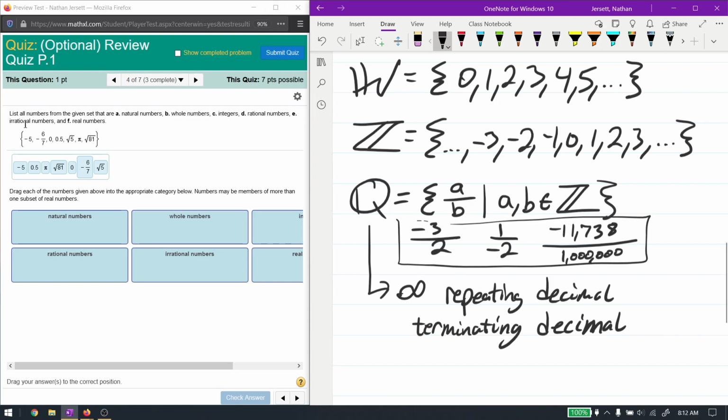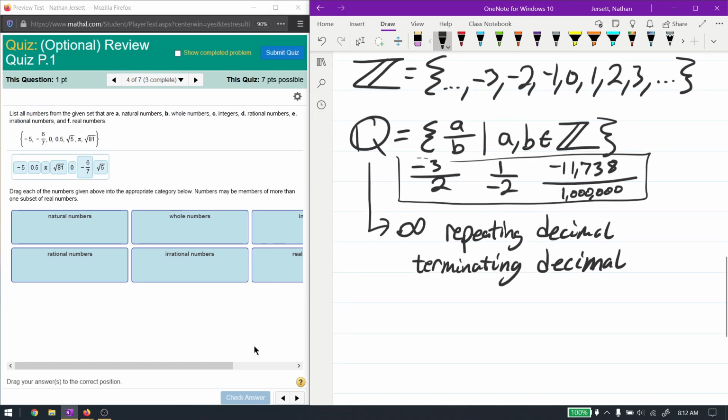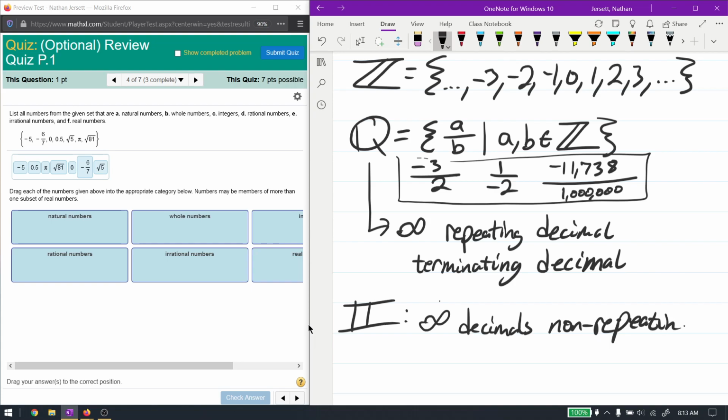Then we have the irrational numbers. That's the next one. Those are going to be all the real numbers that are not rational. So these are going to be, I can't write it in a set. I can, however, say infinite decimals that are non-repeating. So this cannot have any infinite repetition.